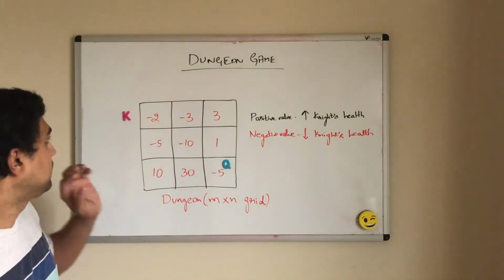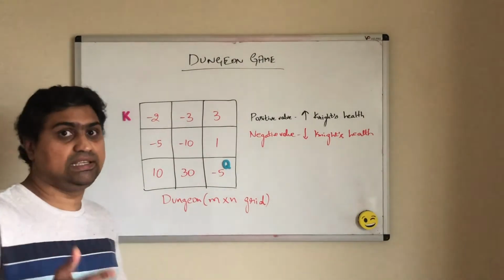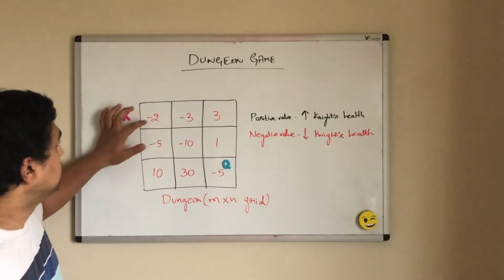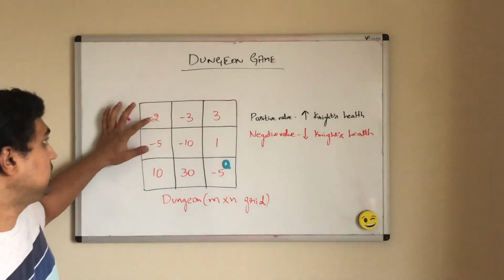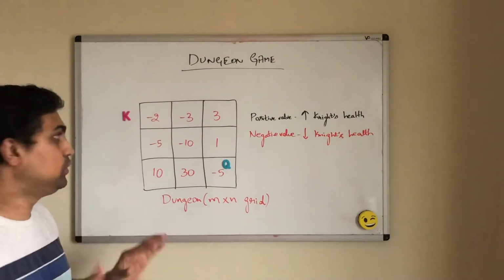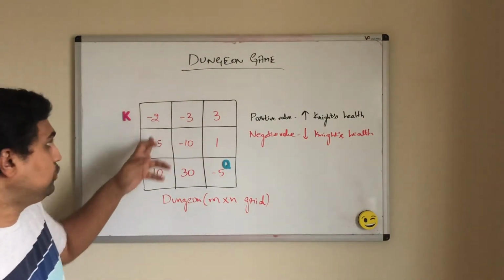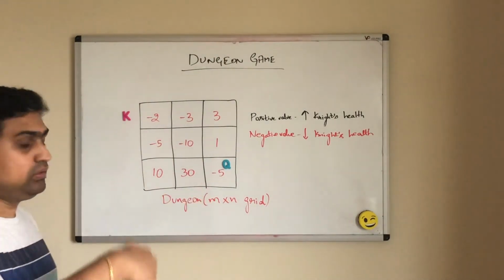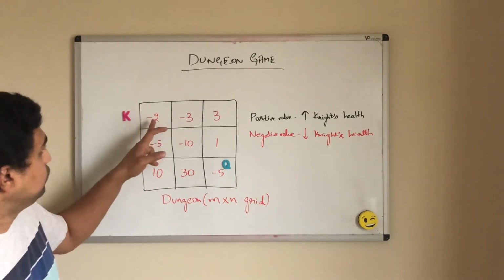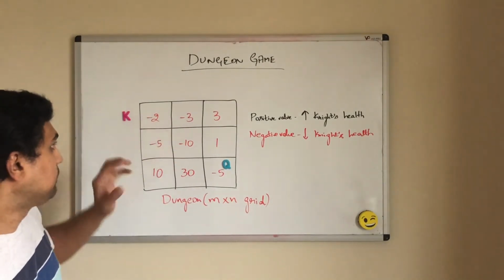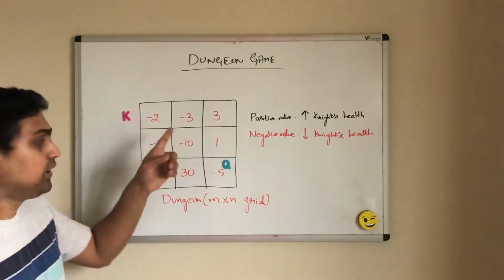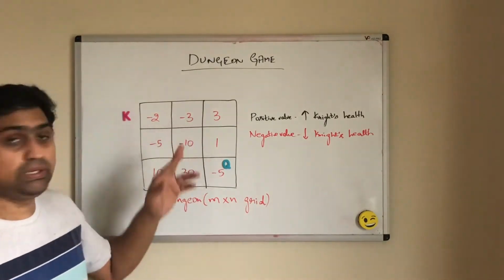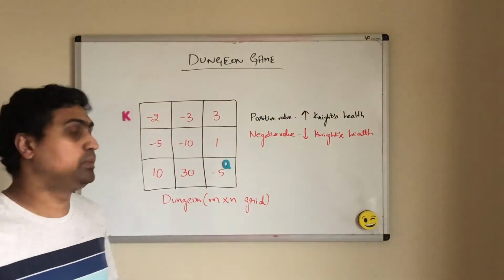Let's take an example. Say initially the knight's health was plus 5. So the knight enters this particular cell here. His health, once he enters this room, will reduce by 2. So his health would be 3. Then either he can move down or towards his right. That's the direction the knight can move, only to the right or towards the bottom. When he moves to the right and enters this cell, his health here would be 3. Now when we subtract this minus 3, his health is 0 and he will die. So when his initial health is 5, he cannot save the queen.